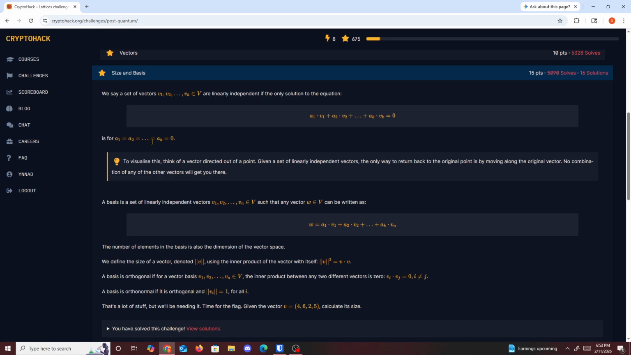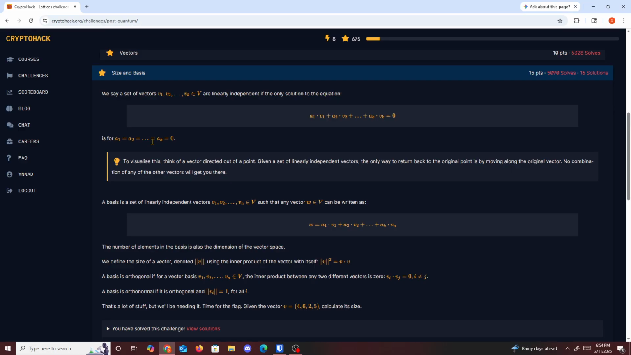A basis is a set of linearly independent vectors such that any vector w can be written as a1 times v1 plus a2 times v2, and so on. The number of elements in the basis is also the dimension of the vector space. We define the size of a vector, denoted as the norm, using the inner product of the vector with itself. So the size of a vector is the inner product of itself.